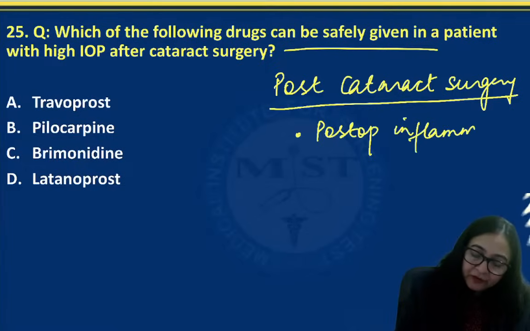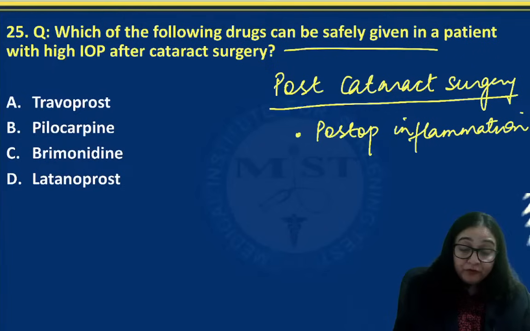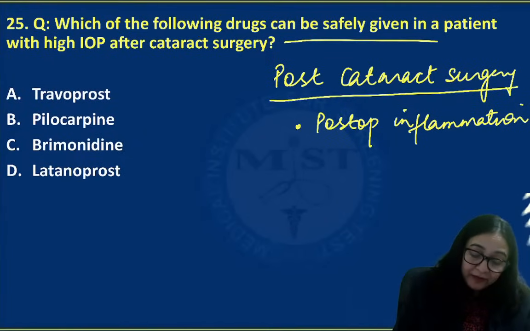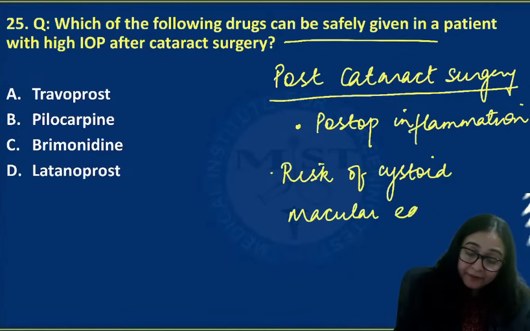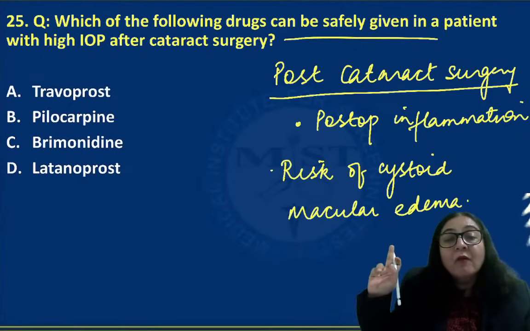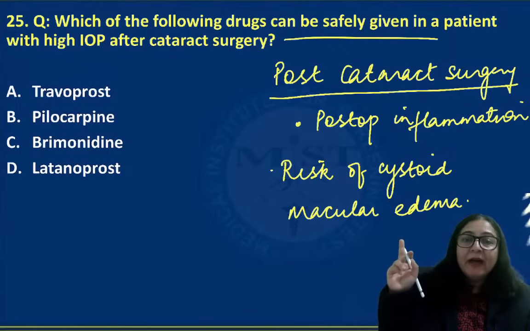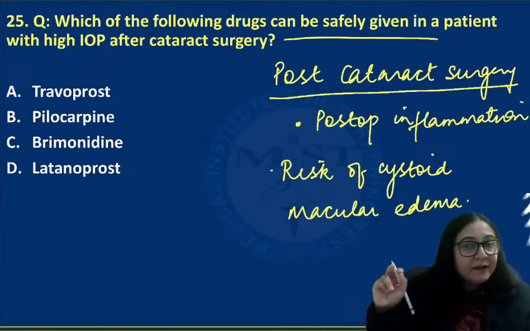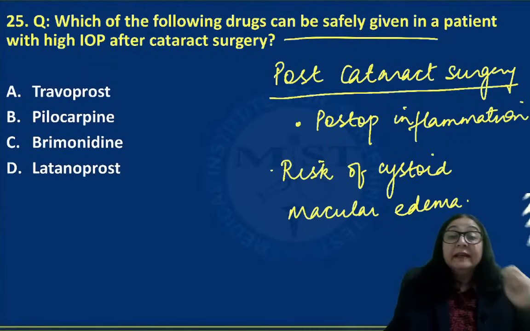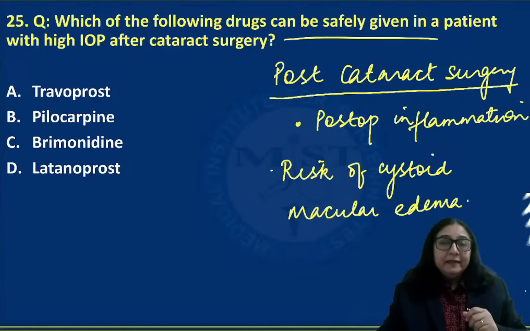Because usually the pressures are high when there is post-op inflammation, and the patient can have the risk of another complication of cataract surgery, which is cystoid macular edema, that can develop. So because of this, you have to avoid the drugs which can cause this. Which are the drugs to be avoided if there is risk of cystoid macular edema or in the presence of inflammation?